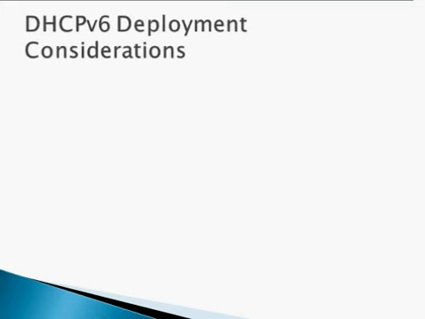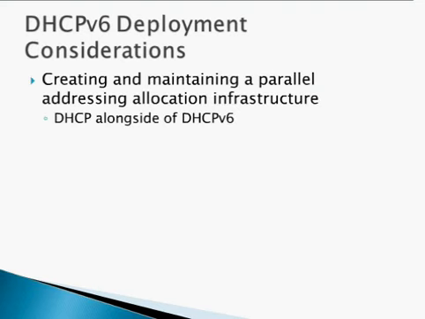Okay, so some general DHCPv6 deployment considerations. Yes, you are creating, managing, and maintaining a parallel address allocation infrastructure. You're doing DHCP and DHCPv6. So theoretically, every subnet has a v4 scope and a v6 scope and their corresponding options and the corresponding router configuration for IPv6 that matches. And that's a conscious decision you're going to have to make to say, I need DHCPv6 for these reasons, and I'm going to go ahead and take the hit to maintain this parallel addressing infrastructure.